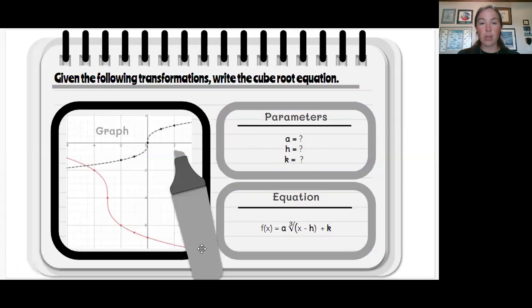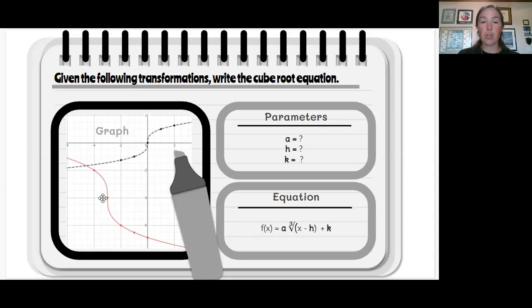So here's yours. Remember, this is our original graph. Here's our 0, 0. Here is 1, 1. Here's our -1, -1. So here we're looking at this red graph. Now notice it changed directions. We didn't start low and go high, we started high and we got low. So we should automatically know that that A value is negative.